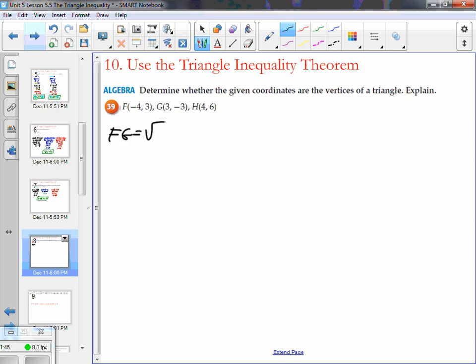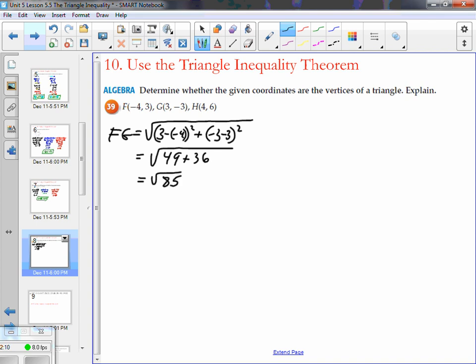So the length of FG equals the square root of x2 minus x1 quantity squared plus y2 minus y1 quantity squared. All right, 3 plus 4 is 7. 7 squared is 49. Negative 3 minus 3 is a negative 6. Square that, I get 36. That's the square root of 85.